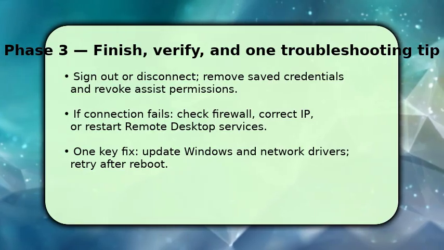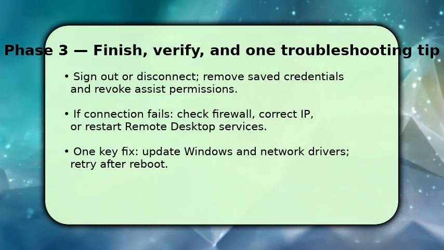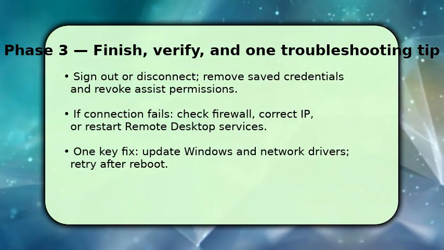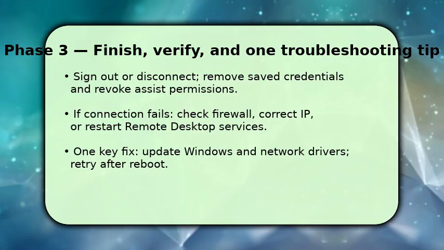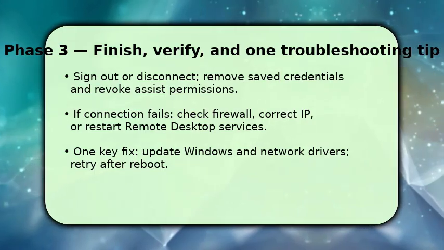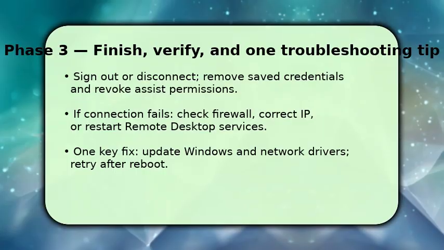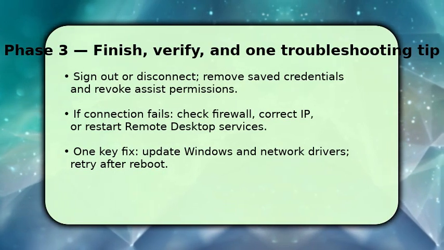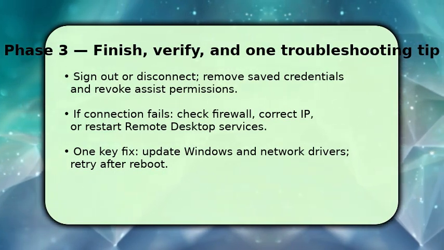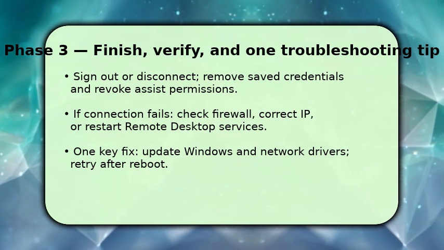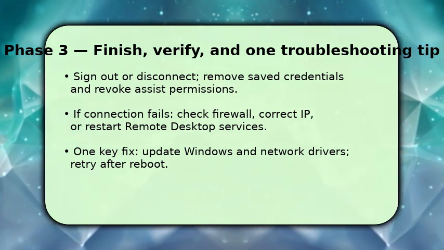If something goes wrong, first check firewall rules, confirm the IP or PC name, and restart Remote Desktop Services or the machine. One reliable troubleshooting step is to install pending Windows updates and update network drivers. Reboot both systems, and then retry the connection to resolve most persistent issues.